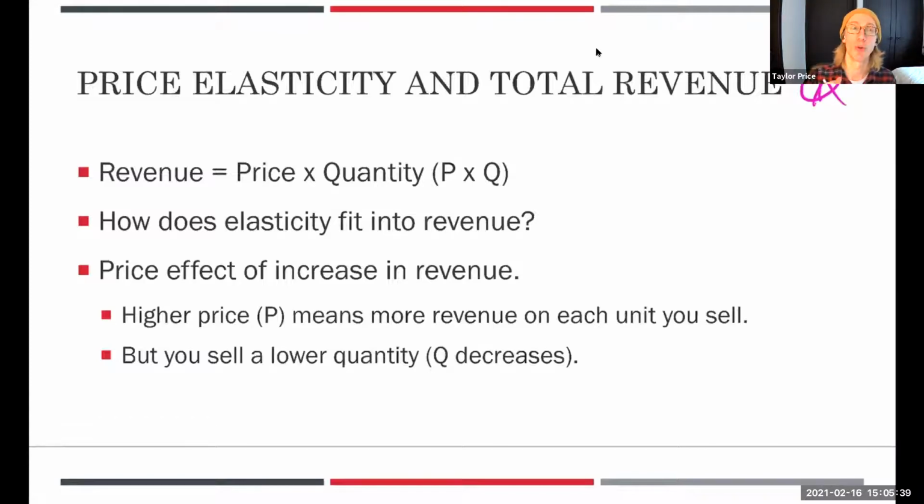So we're looking at the price effect of an increase on revenue. So if you increase the price of a good you sell, that means that you get more revenue on each unit you sell. But you also sell a lower quantity, because remember, the law of demand says that if price increases, quantity decreases. So what does that look like?